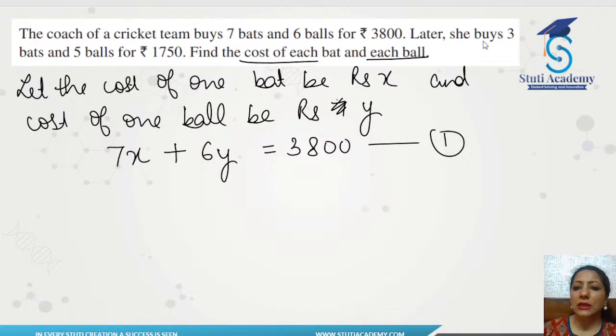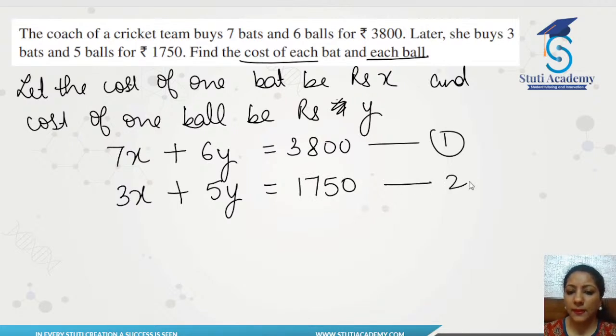In the same way, in the second case, she buys 3 bats. So one bat is costing x rupees. So 3 bats will cost 3x rupees. One ball is costing y rupees. So 5 balls will cost 5y rupees. And in all, the coach is paying 1,750 rupees. Now, these are the 2 equations which we have got.